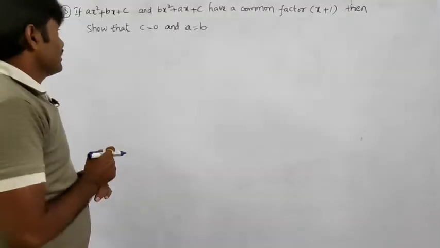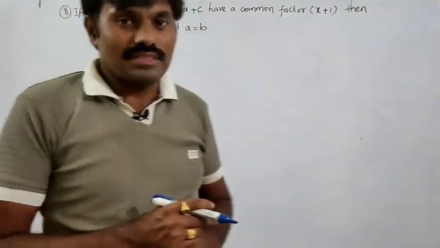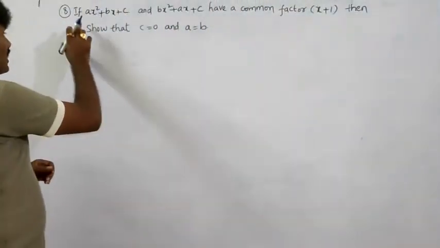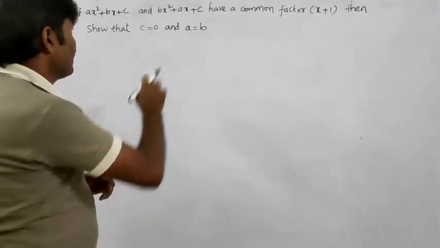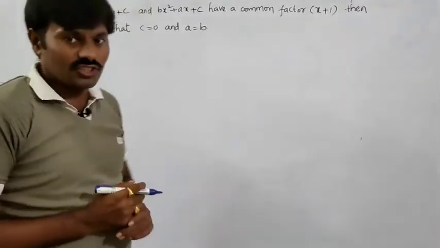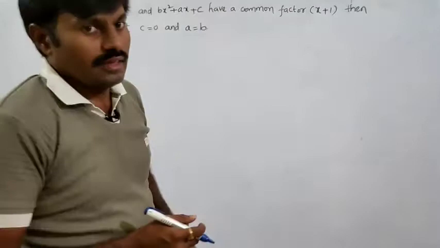Today we are going to discuss a few problems in class 9 exercise 2.4. The question is, if ax square plus bx plus c and bx square plus ax plus c have a common factor x plus 1, then show that c is equal to 0 and a is equal to b.